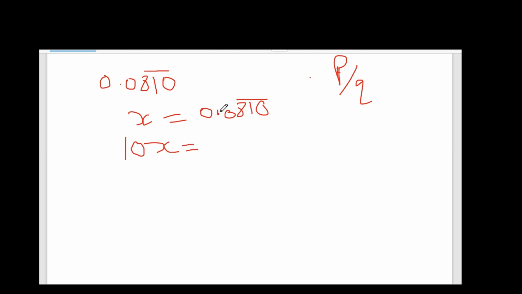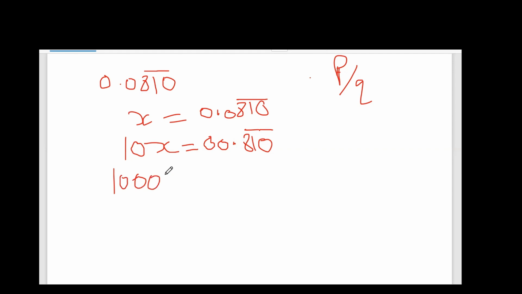So 10x, meaning this point has moved one place forward, will be equal to 0, then point, 810, then you have your bar there. The bar should reach where the 0 is. Then the next step is to move the point to where the next 810 starts, because we said this number is recurring. It keeps on going 810, 810, 810 until infinity. So our next target is to move this point how many times? 1, 2, 3. Meaning to the 10x, we're going to add 3 zeros. So this one will become 10,000 what?